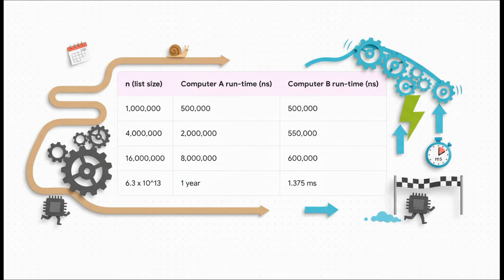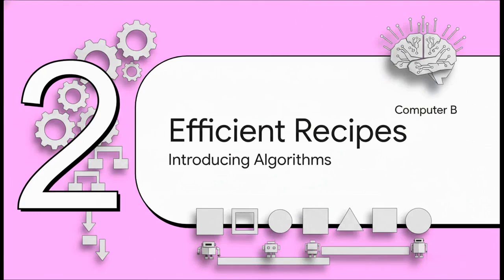And look at this. When the list gets truly enormous, the difference is just staggering. Our super fast computer A would literally take an entire year to finish the job. Computer B, it gets it done in just over a millisecond. So what in the world is going on here? How is that even possible? The secret to computer B's incredible win isn't about its hardware at all. It's about its method. And that brings us to our very first key concept, algorithms.